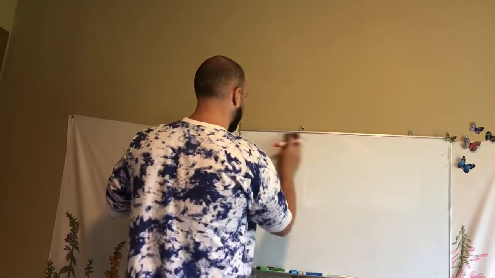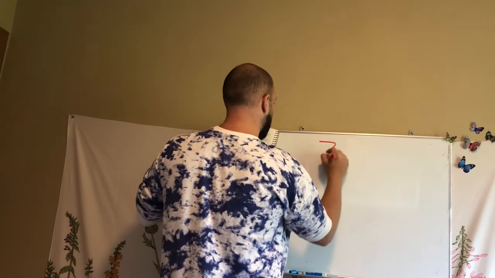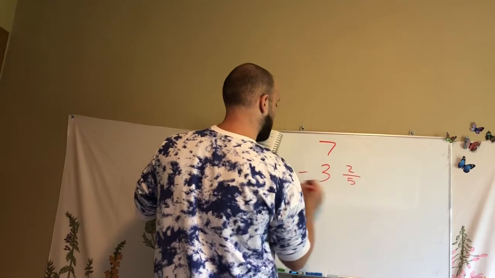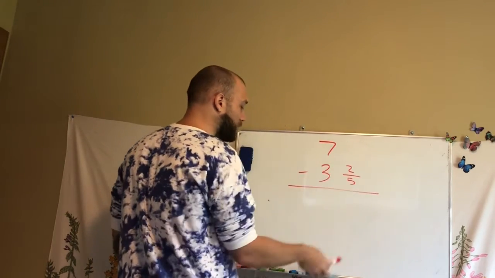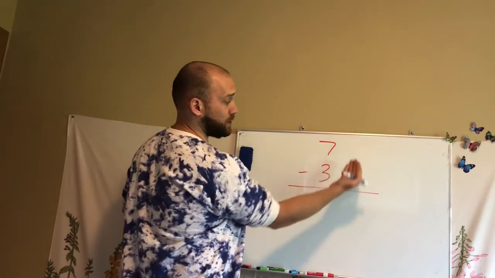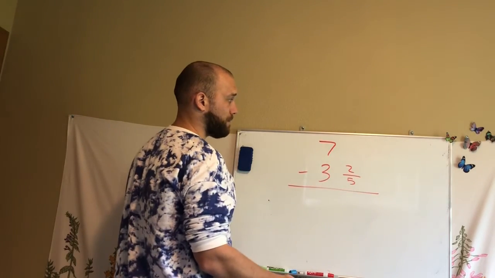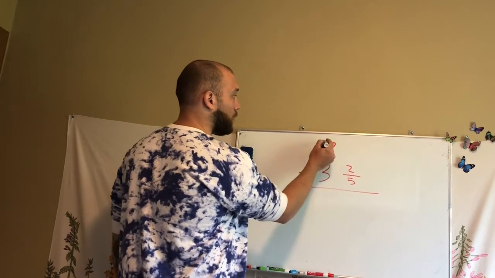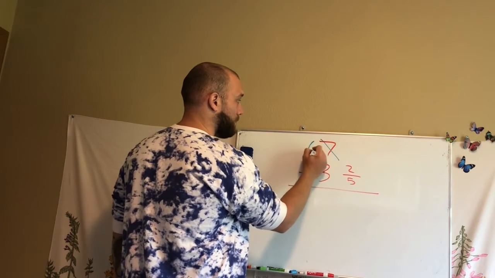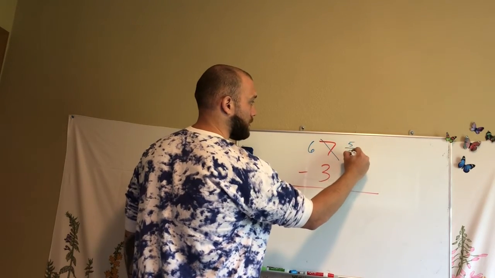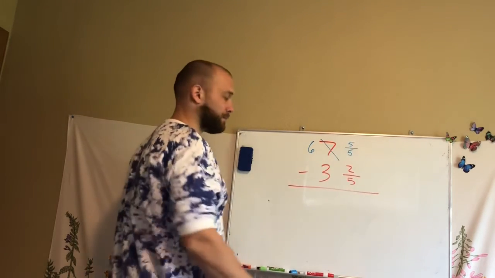The next one, problem B. It's tricky because it says 7 minus 3 and 2/5. Well, there's no fraction here. That doesn't mean that it's just going to be 2/5 at the bottom, because you still need a fraction to subtract that from, because right now it would say 0/5. So what you need to do is cross that out, make it 6, and take in 5/5 over here. Now you can work the problem.